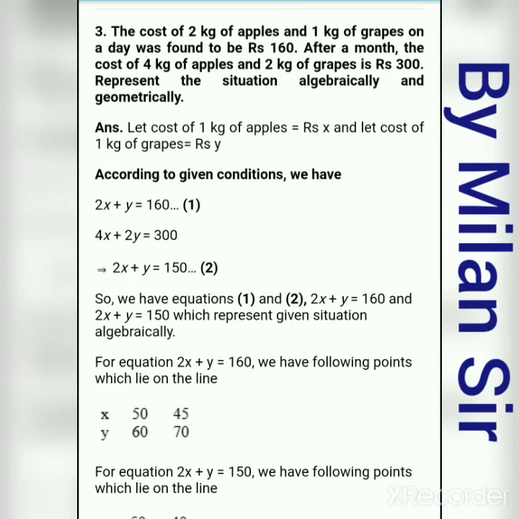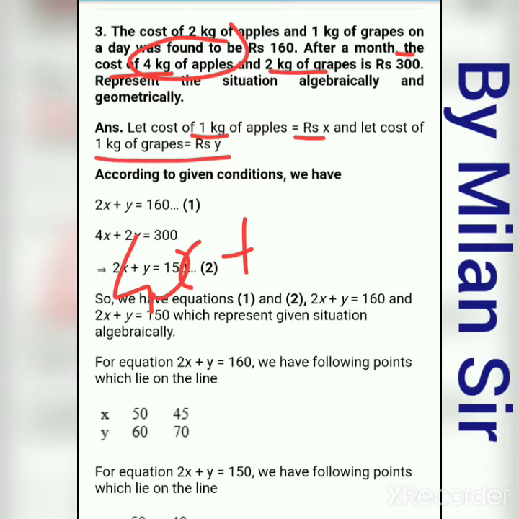Then read the second line. After a month, the cost of 4 kg of apples and 2 kg of grapes. Now cost of 4 kg of apples: cost of 1 kg of apple is x, so cost of 4 kg of apples is 4x. 4 multiply x plus 2 kg grapes. Now cost of 1 kg of grapes is y, so cost of 2 kg of grapes is 2y, equals 300.